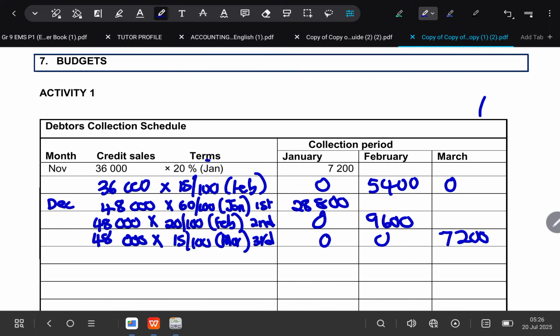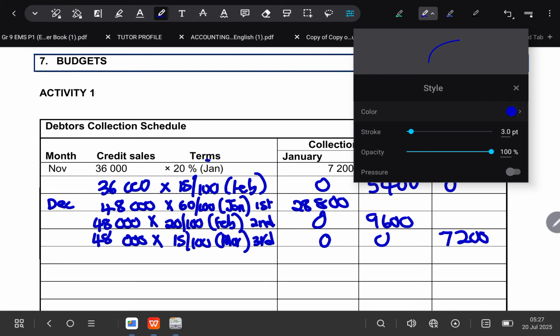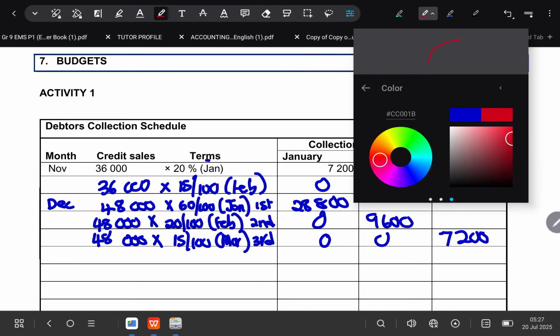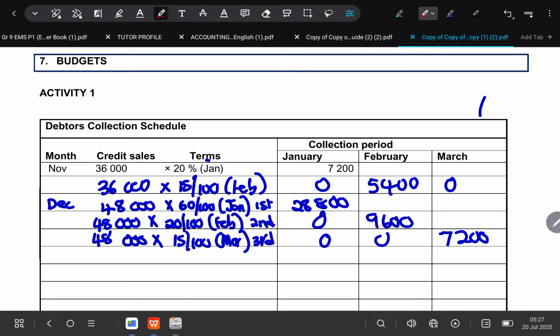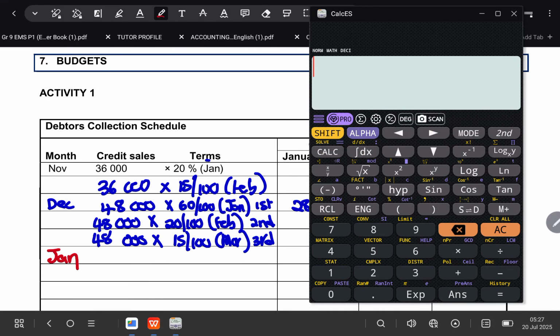Now in the fourth month they are going to write off, so it means that we will need to change. So I'm going to try to use a different color so that our work doesn't become untidy, né? So the next month that we have is January. We know that for January our credit sales here will have nothing. Because the first month after January is going to be February, we can start by collecting in February. Okay, so let's get our credit sales first.